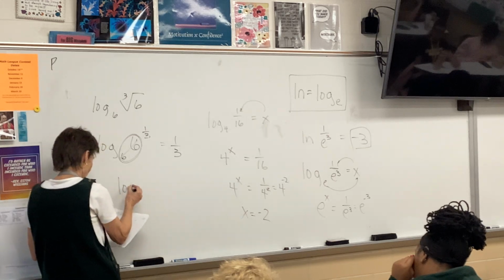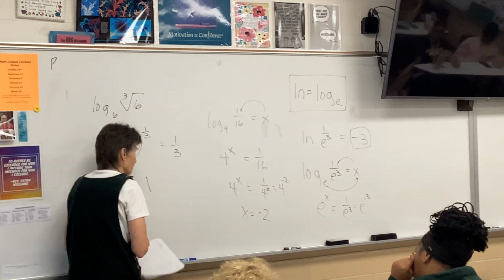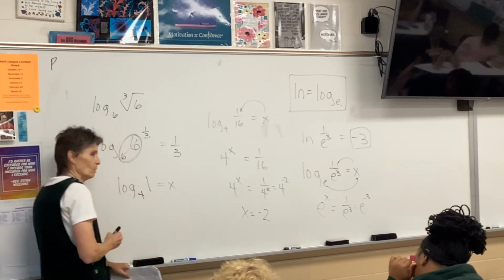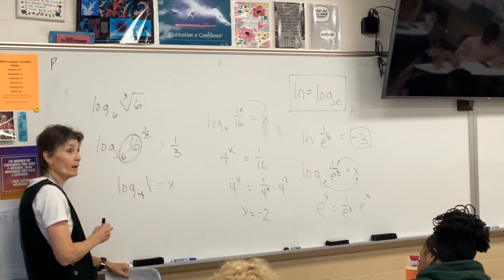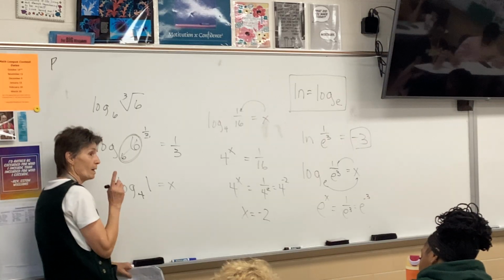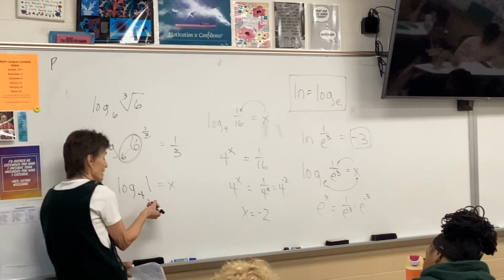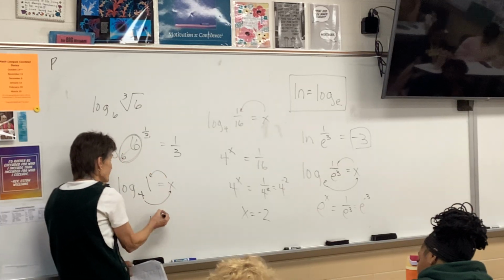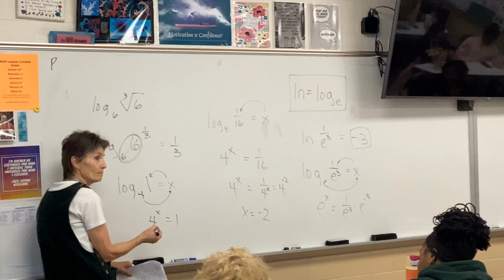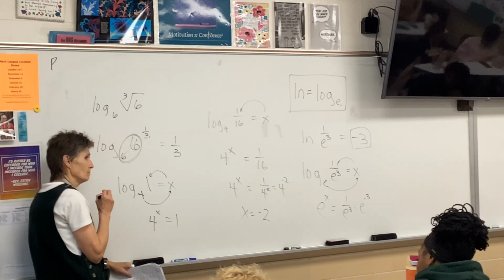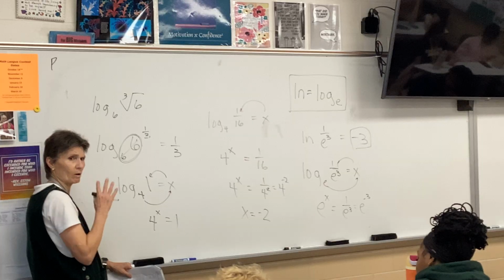This is kind of a tricky one. What does that equal? Not 1, because if it were 1, let's loop-de-loo this. What does this say when I loop-de-loo it? 4 to the x equals 1. Is 4 to the first 1? No. 4 to the first is 4.